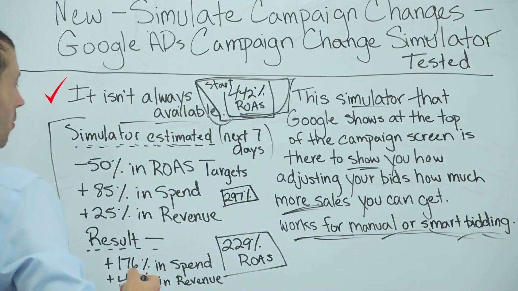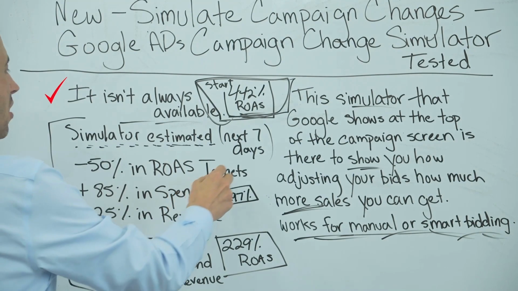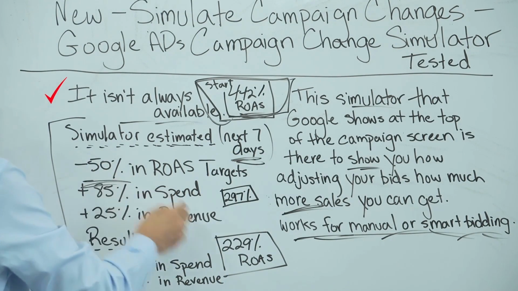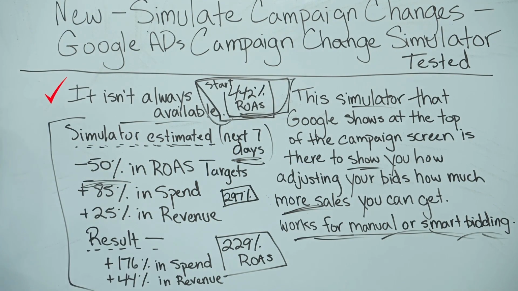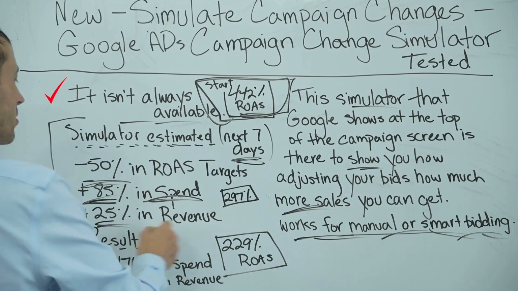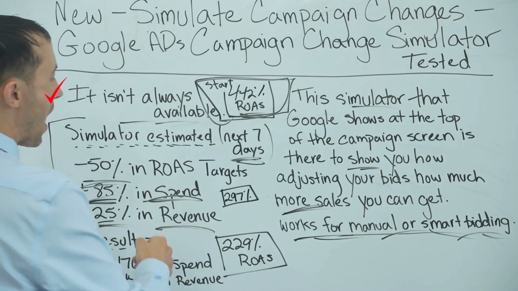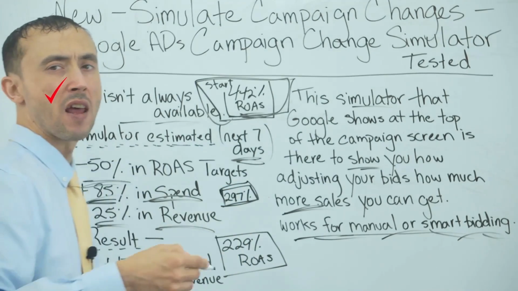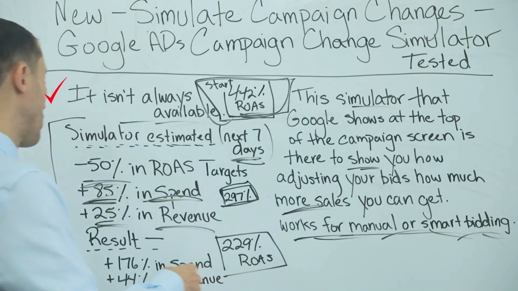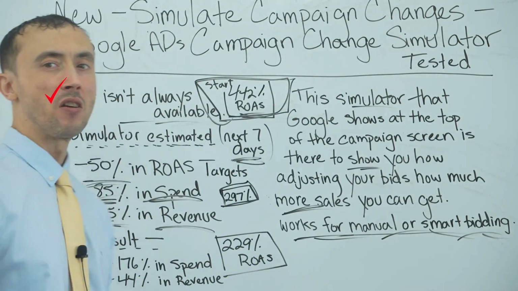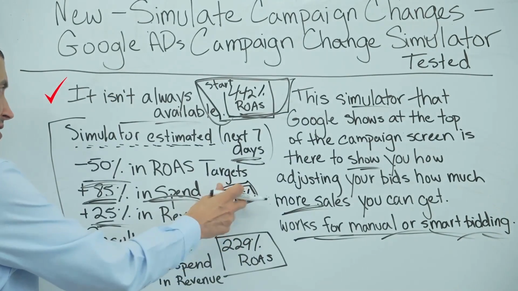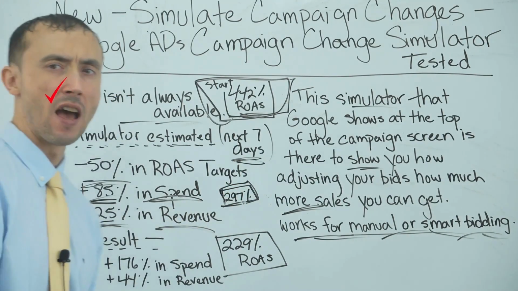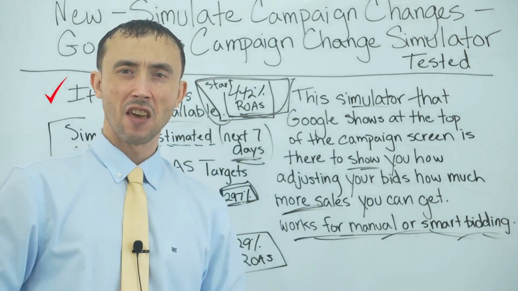That's what they wanted. So with that said, the estimator was saying over the next 7 days, if we dropped our target ROAS by 50%, we would get an 85% increase in our spend and a 25% increase in our revenue. If that happened, the math works out to where we would have had a 297% ROAS. So we're not getting that much more revenue at the end of the day, with a considerable drop in our target ROAS, or actual ROAS on the campaign that it's delivering.